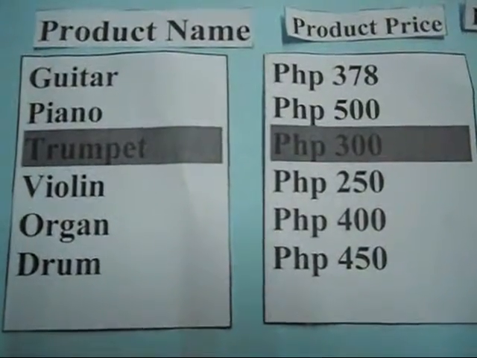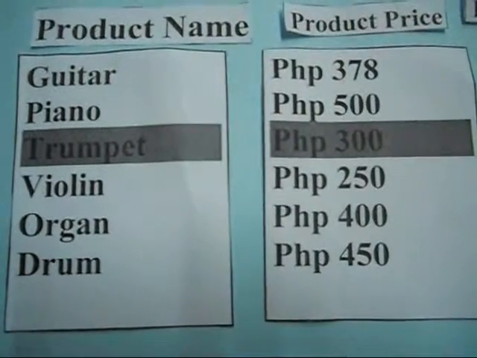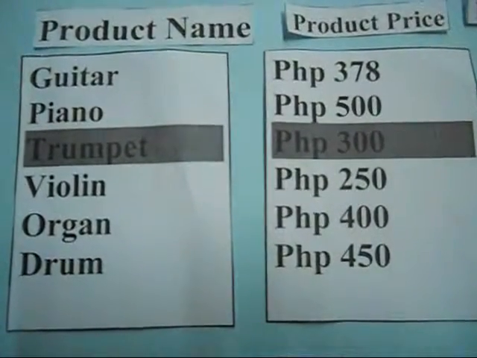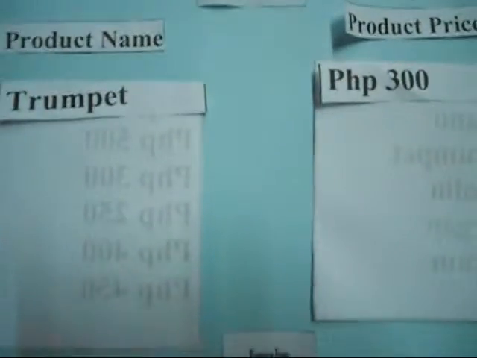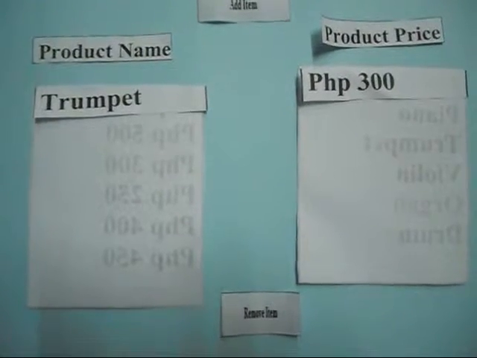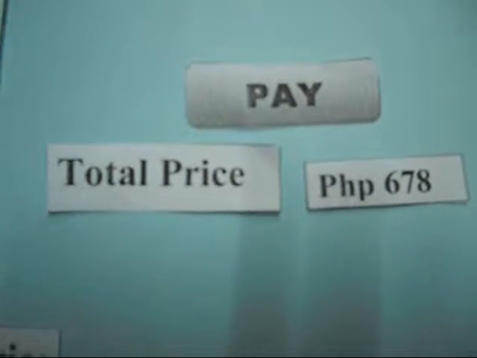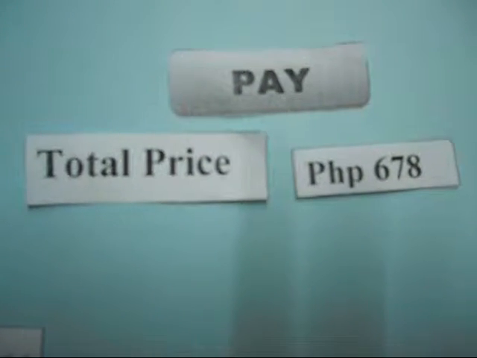And she also bought a trumpet. So we select the trumpet. The price would automatically appear, costing 300 pesos, and the quantity is 1. So we type 1. We click add item. So we add it in our product name list box, the product price list box, and the quantity. After the cashier finally inputs all the details of the customer and the product she bought, she would click the button pay and the total price would appear.